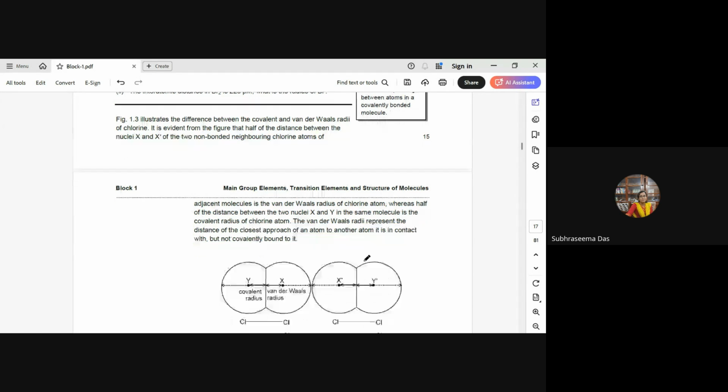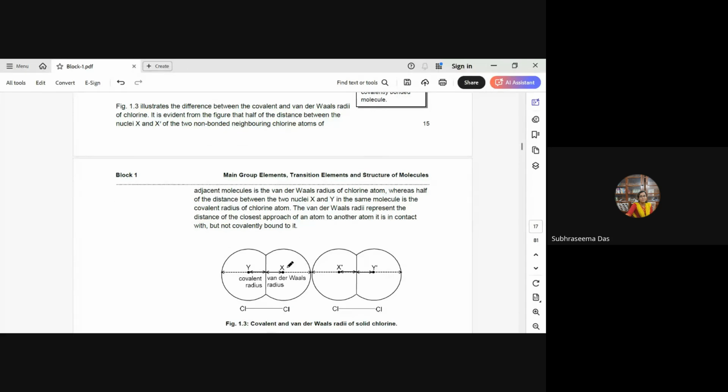So from this figure we can say that the van der Waals radius is an indication of the distance of closest approach of one atom to another atom to which it is not covalently bound. But the covalent radius gives us an idea about the covalent bonding, the distance between the two nuclei of the bonded atoms.